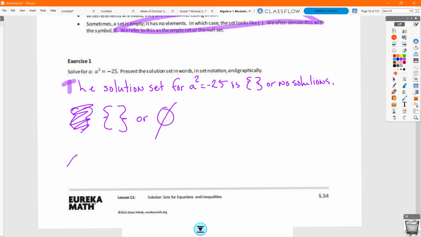And then last but not least, graphically, okay, 0, negative 5, positive 5. There is no dot because there is no solution. Okay? That's what you're looking for. That is what you're trying to do when you're working on these types of problems. We're just trying to identify what solutions will fulfill the requirements for the equation. Okay?